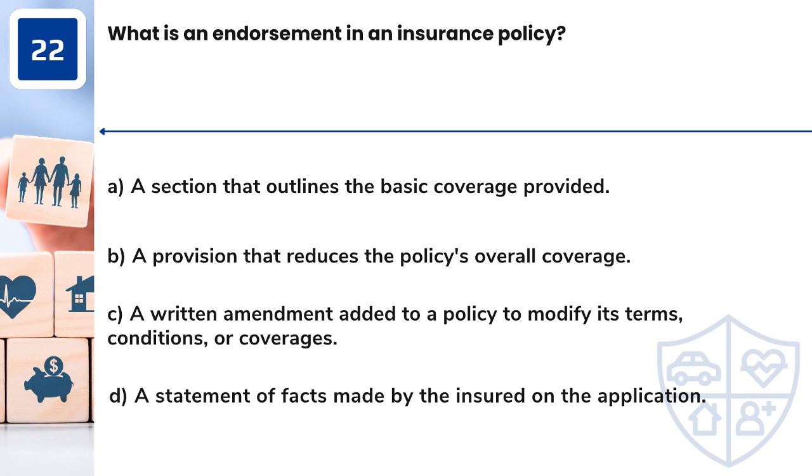Question 22. What is an endorsement in an insurance policy? A. A section that outlines the basic coverage provided. B. A provision that reduces the policy's overall coverage. C. A written amendment added to a policy to modify its terms, conditions, or coverages. D. A statement of facts made by the insured on the application.